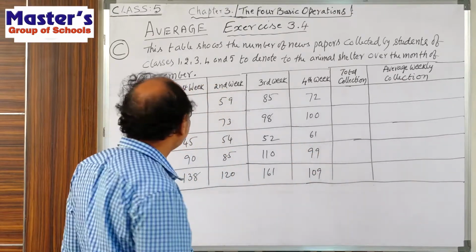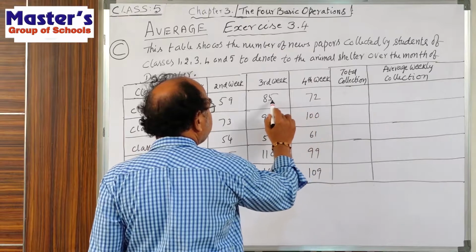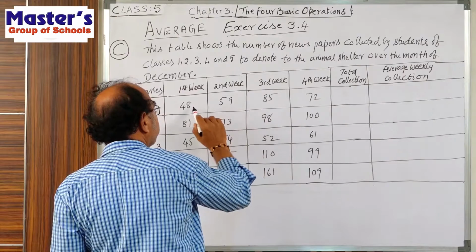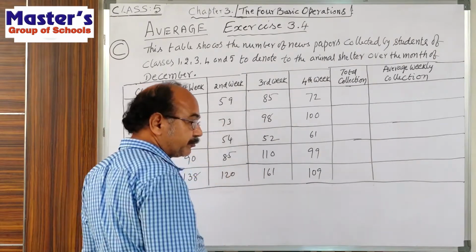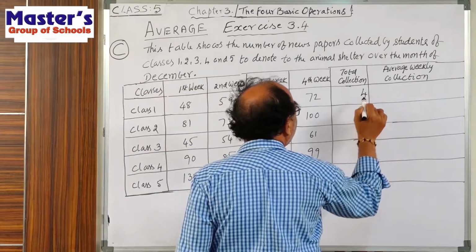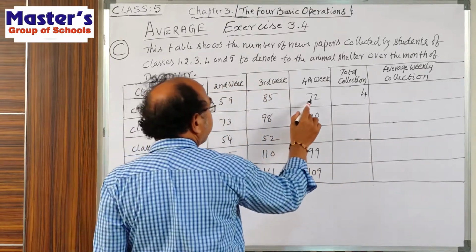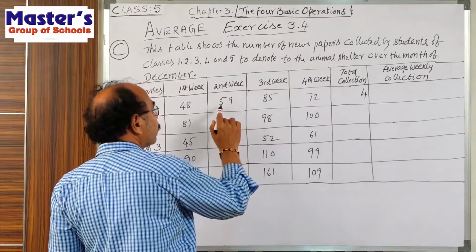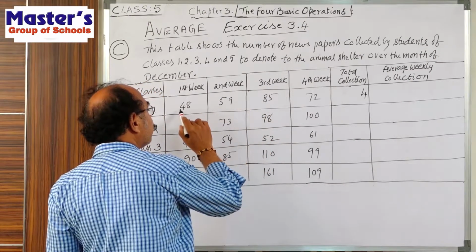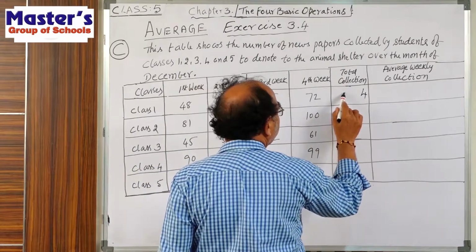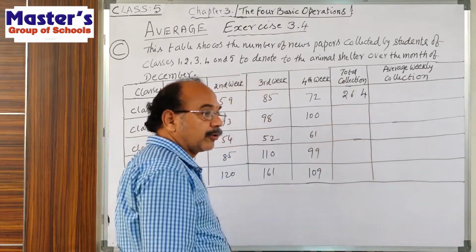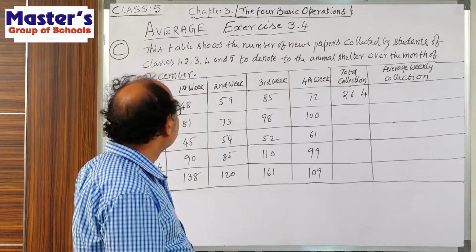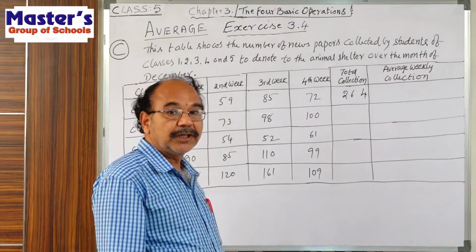Add and write. So here 2 plus 5, 7, 7 plus 9, 16. 16 plus 8, 24. 4, 2 is there. 2 plus 7, 9. 9 plus 8, 17. 17 plus 5, 22. 22 plus 4, 26. This is the total collection of first class students in all the 4 weeks.